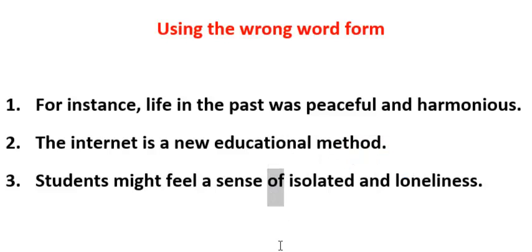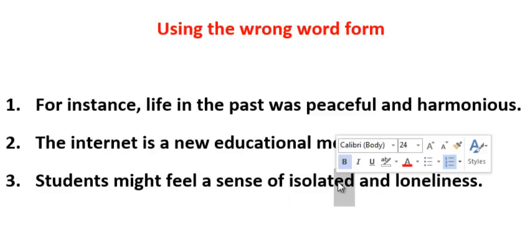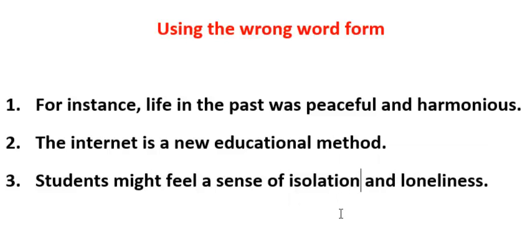Okay, like we saw before, we know that of is a preposition, and we know that after prepositions we need to have a noun. We have a noun here, so that's okay, but you should realize that isolated is an adjective. How do you change isolated into a noun? By adding the tion ending, a sense of isolation and loneliness.